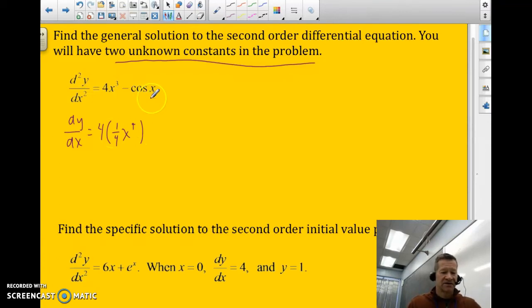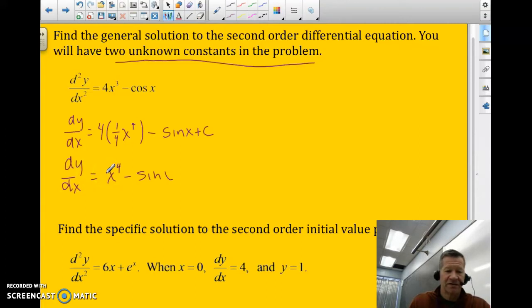Then, excuse me, the antiderivative of cosine x is sine x. So minus sine of x plus c. Simplifying this, we've got dy dx. 1/4 of 4, of course, is 1. So this would be just x to the 4th minus sine of x plus c.